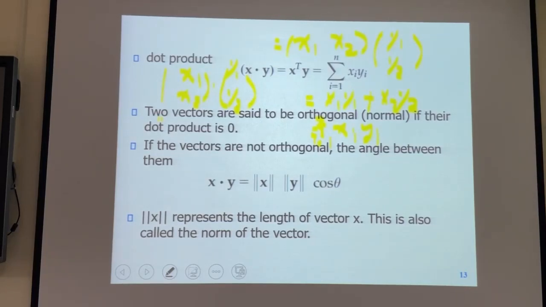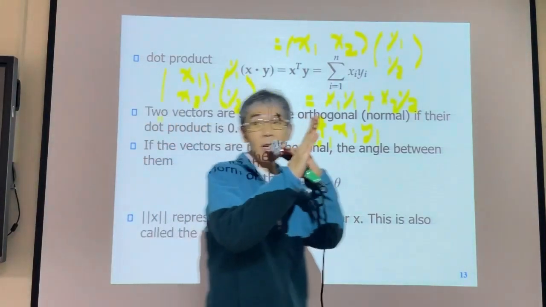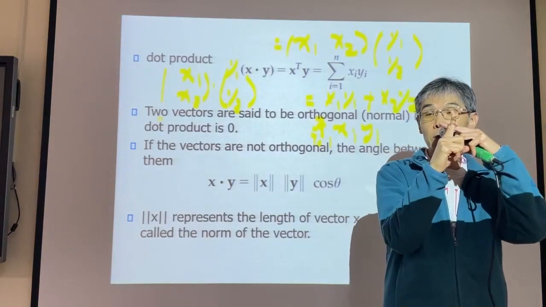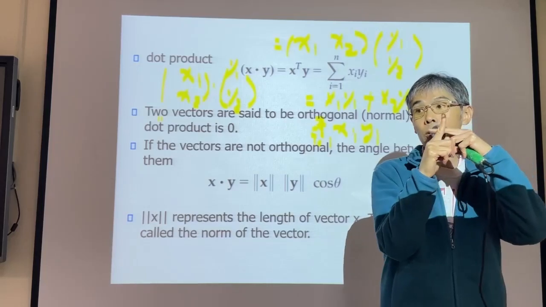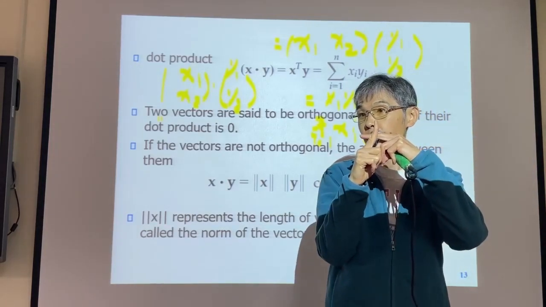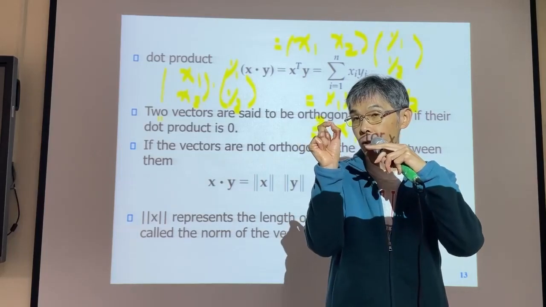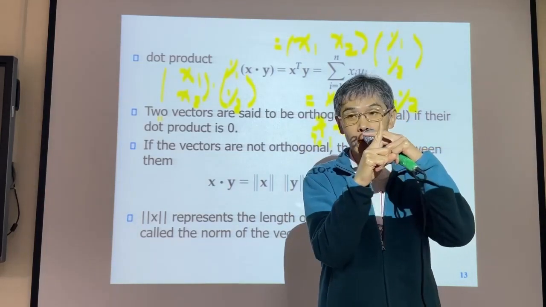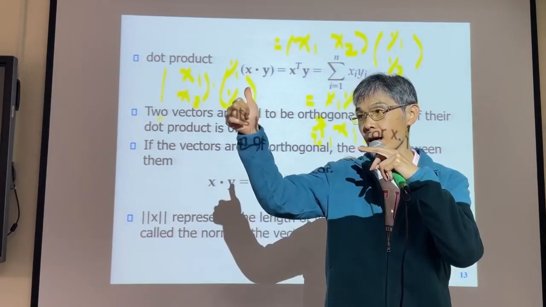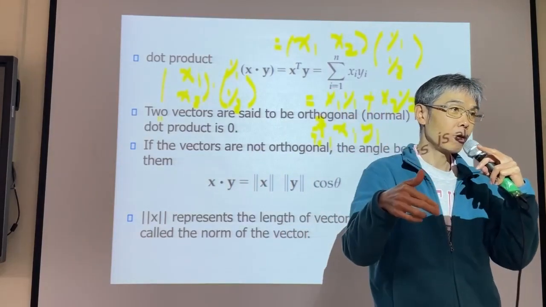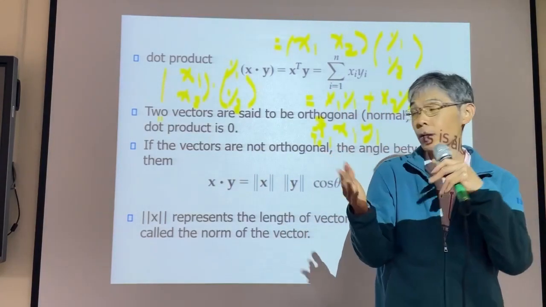Okay, Junhong, could you read this? Two vectors are said to be orthogonal or normal if the dot product is zero. So if the dot product of two vectors is 0, the two vectors are normal to each other, perpendicular to each other, or orthogonal to each other. You can use orthogonal, normal, or perpendicular. The same.